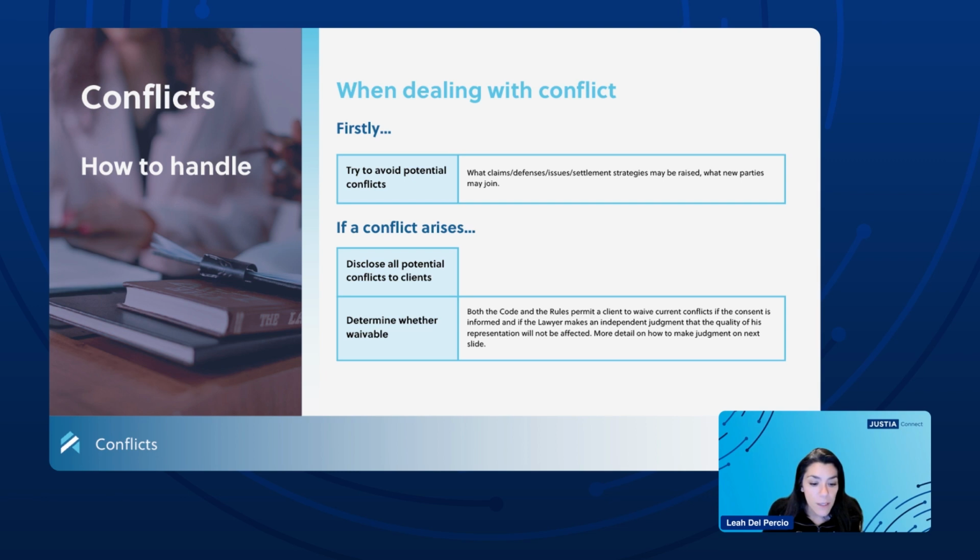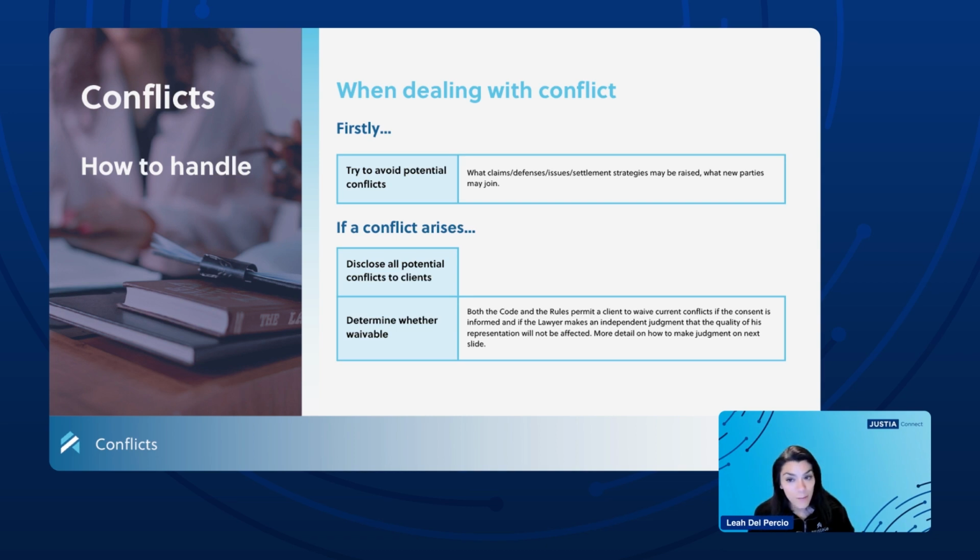Okay, so now we're going to touch on how to actually handle these conflicts. When dealing with a conflict, first and foremost, and I'm being Captain Obvious here, try to avoid potential conflicts. Really just keep in mind when you're working on something or dealing with issues, you're going to want to think about what claims, defenses, issues, and settlement strategies might get raised and what new parties that may impact while you're representing someone. And if a conflict arises, you're going to disclose all potential conflicts to those clients on both sides, and then determine whether they're waivable or not.